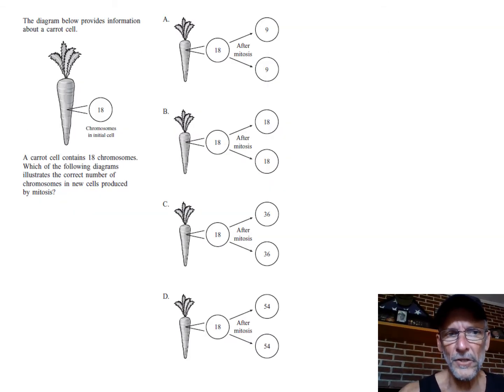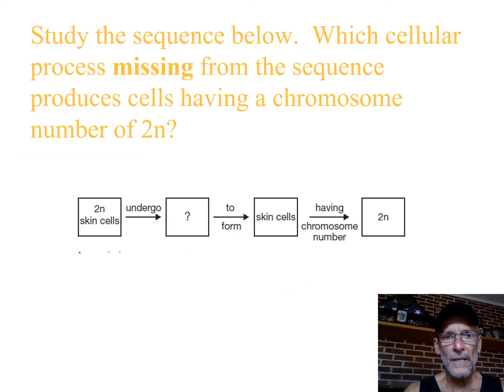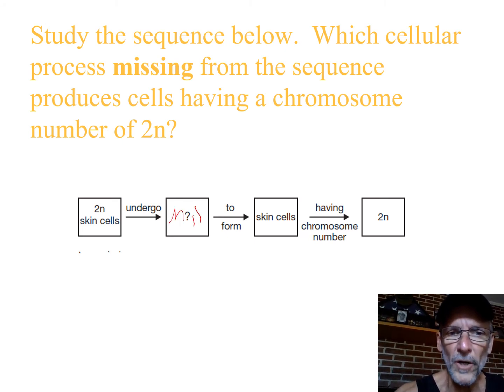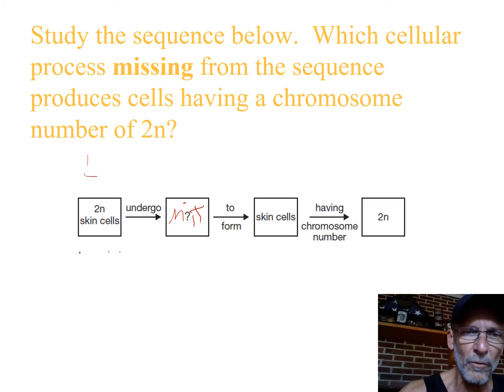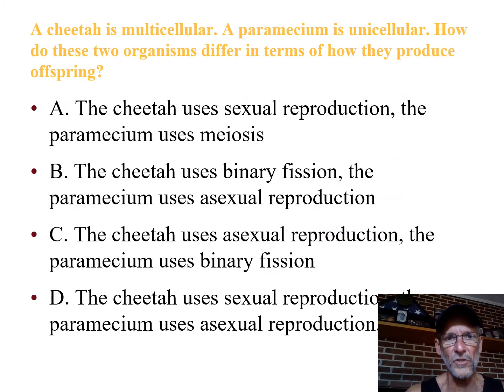Okay, I'm going to take you through these real fast. Okay, here we have a carrot cell that starts with 18 chromosomes. After mitosis, each of its daughter cells are going to have 18, not some kind of different number. Okay. Second one, diploid, we'll talk about that later. Two-n skin cells undergo mitosis to form other skin cells, not meiosis, having chromosome number same as they started with. If this was humans, that would be 46, and those skin cells would also have 46 after mitosis.